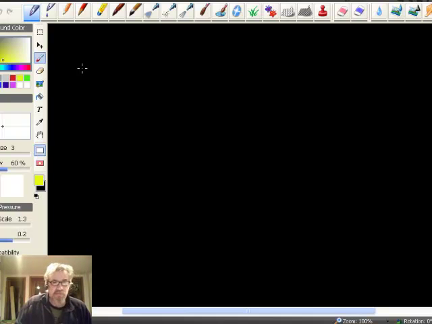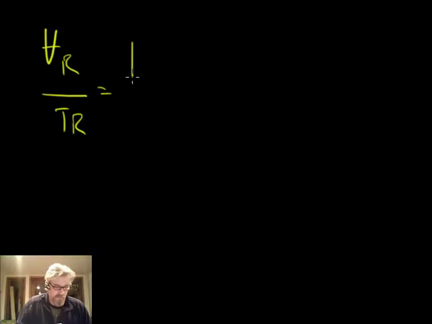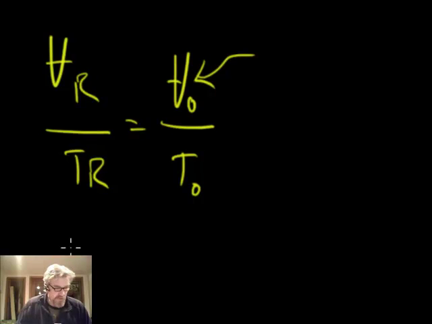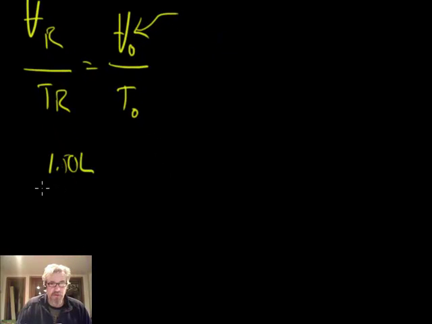So in this situation, we could set it up this way. We could say volume in the room over temperature in the room is equal to volume outside over temperature outside. And what we're trying to find here is what's the volume outside. Let's just put numbers in here. Volume in the room is 1.50 liters. The temperature in the room is 25 degrees C. But we can't put degrees C in here. We have to put kelvins in. 25 plus 273 gives me 298 kelvins.